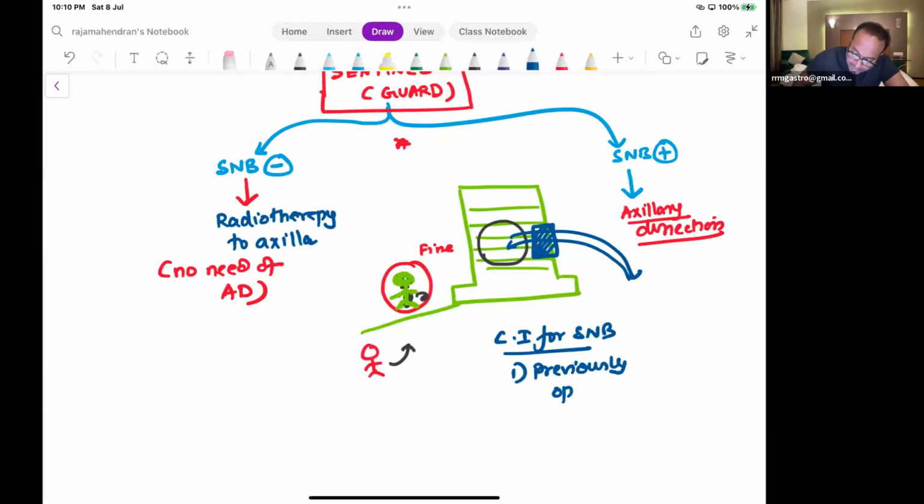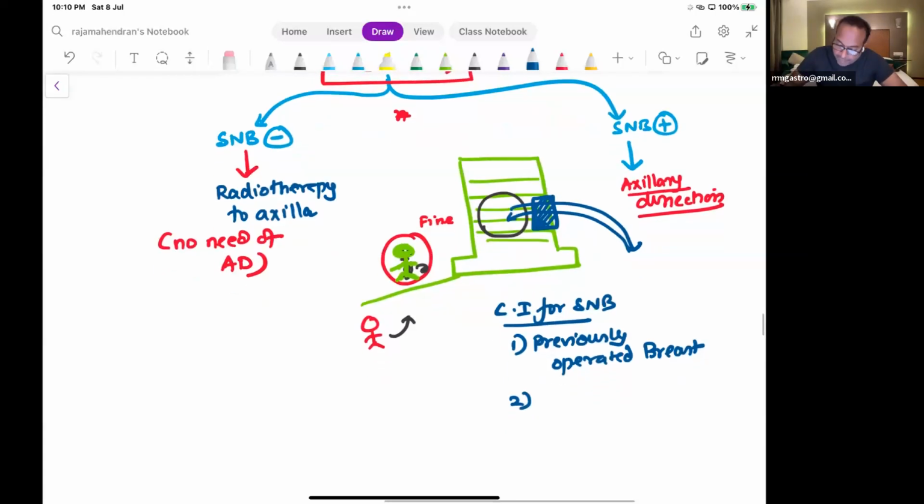ப்ரீவியஸா ஆபரேஷன் பண்ண பிரஸ்ட்ல கரெக்டா இருக்காது, டியூமர் ஸ்கிப் ஆகி எங்க ஓடிடும். எஸ், ஆன்சர் ஃபார் யுவர் கொஸ்டின், ப்ரீவியஸ்லி ஆபரேட்டட் பிரஸ்ட்ல கரெக்டான சென்டினல் வழி இருக்காது, வேற வழியா போகும். ரெண்டாவது, ப்ரீவியஸா ரேடியோ தெரப்பி கொடுத்தவனுக்கும் அதே மாதிரிதான், ஒழுங்கா போகாது, வளைஞ்சு டியூமர் எங்கேயாவது ஓடும். ஸோ சென்டினல் நோட் பயாப்சி நாட் யூஸ்ஃபுல் இன் ப்ரீவியஸ்லி ஆபரேட்டட் பிரஸ்ட்.